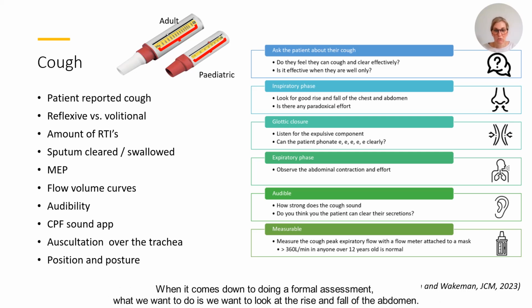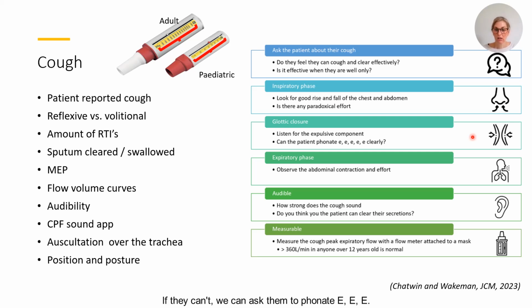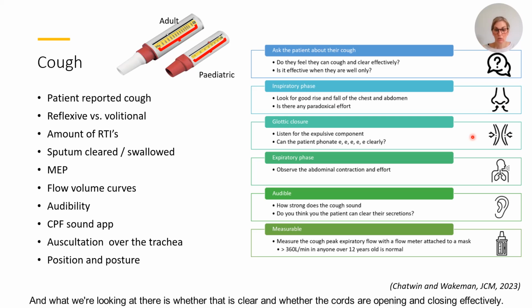When it comes down to doing a formal assessment, what we want to do is look at the rise and fall of the abdomen. We want to listen to the expulsive component. Can we hear that rapid opening of the glottis with a high expiratory flow? If they can't, we can ask them to phonate E, E, E, E. And what we're looking at there is whether that is clear and whether the cords are opening and closing effectively.